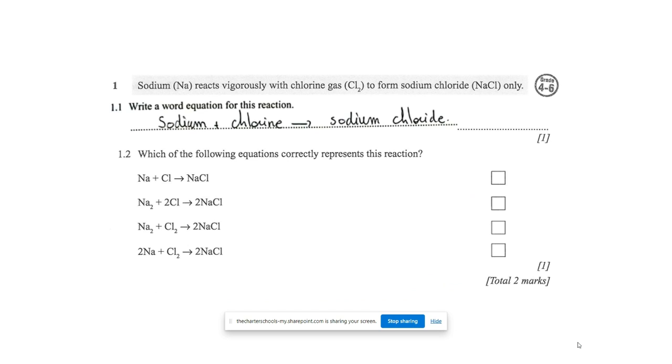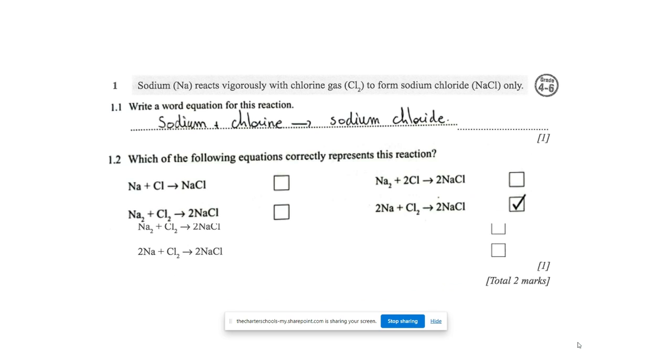Which of the following equations correctly represents this reaction? When you write down the equation, it has to be balanced. You need the same number of atoms on both sides of the equation, and you need to follow the formula of your reactants and products. So chlorine must exist as Cl2, and we must have NaCl at the end, and Na just exists as Na. So the last one is correct: 2Na plus Cl2 goes to 2NaCl.